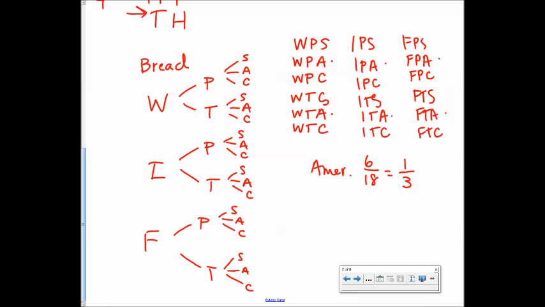Okay. So that's sample space. Sample space is not a number. Sample space is a list. Probability is usually recorded as a fraction. What do you have to do with fractions? Reduce them.